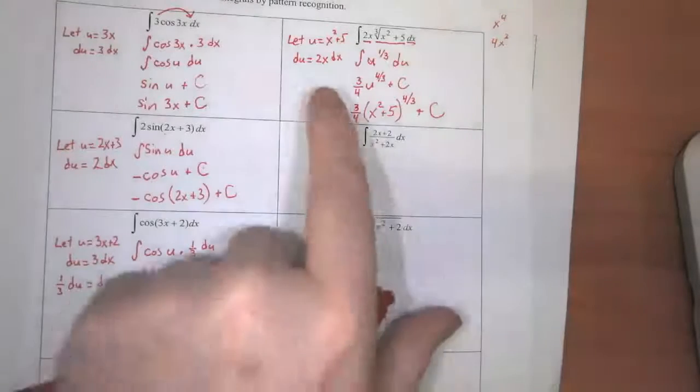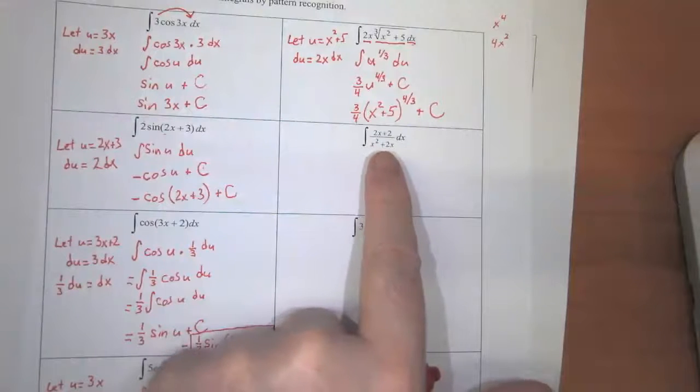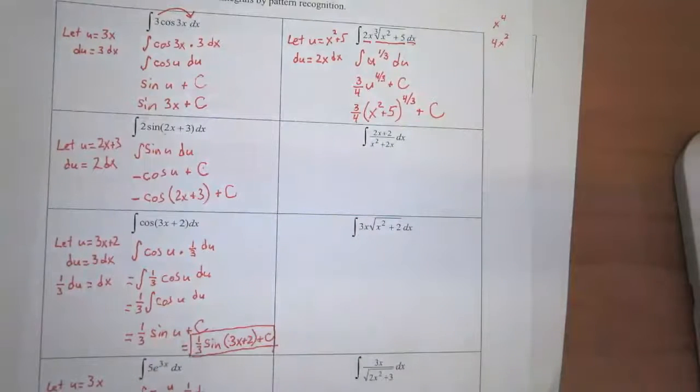Still going through our practice of U substitutions. So let's take a look at this next problem on page 600 in our workbook. So this time we want to find the indefinite integral of (2x + 2) over (x squared + 2x) dx.